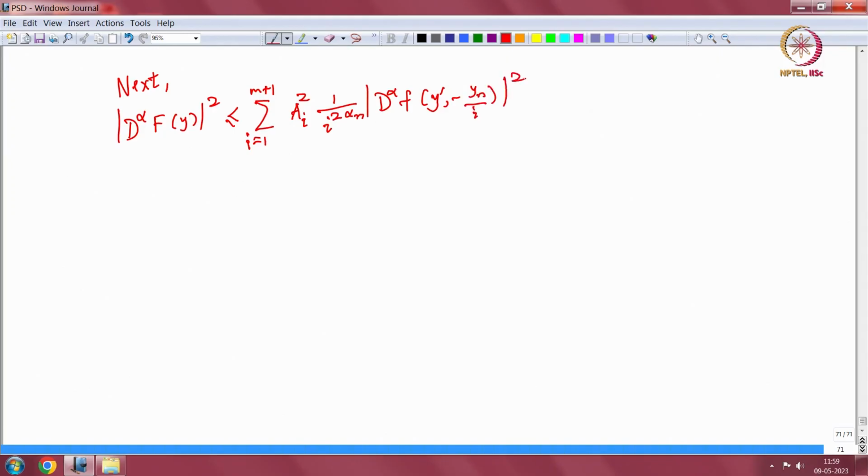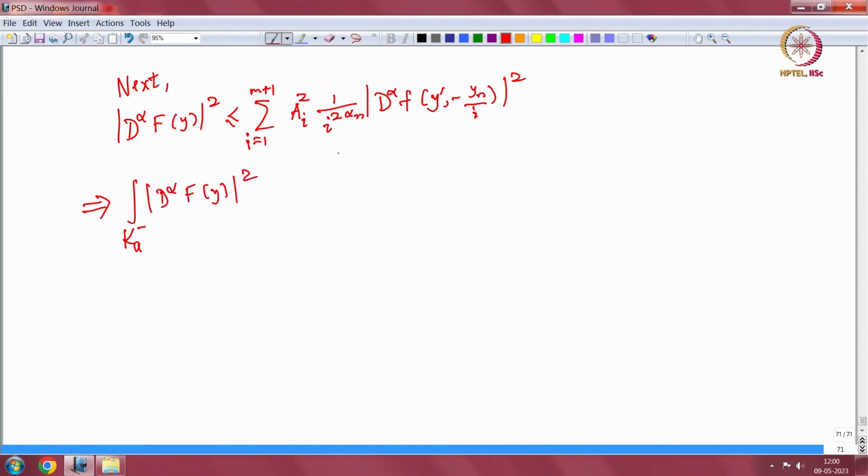Okay. Now you integrate over. Okay. So that implies. So this is straightforward: you just take the absolute value and square it, and use Cauchy-Schwarz. Okay. So if I integrate now over K A minus, d alpha f y square.